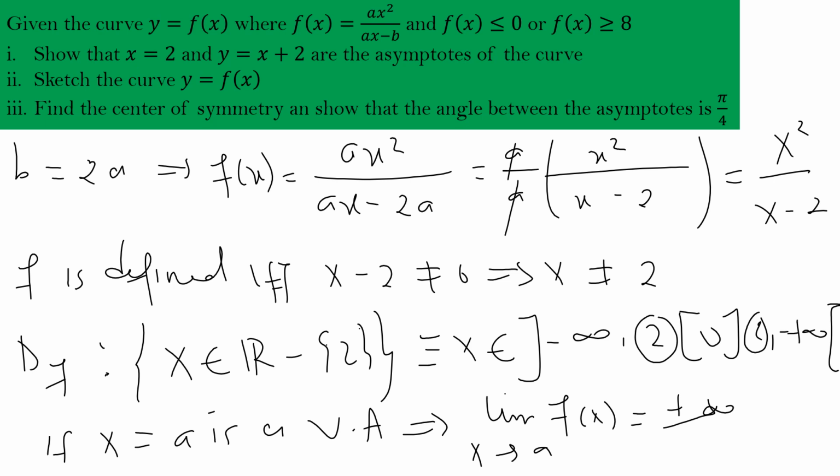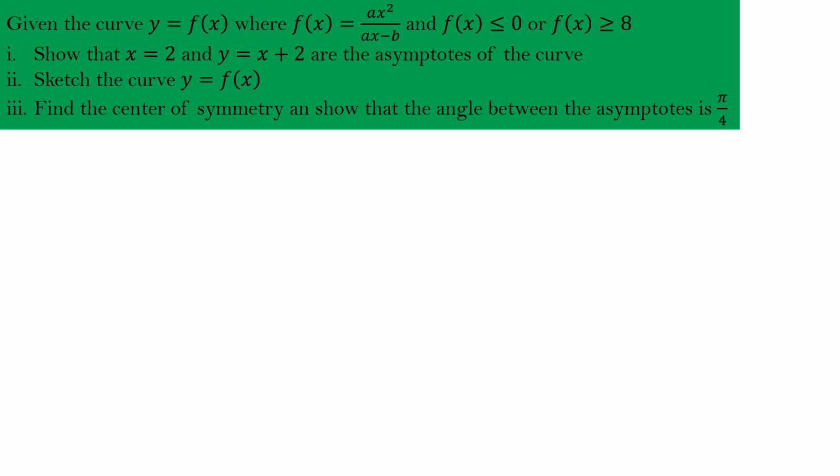Now what about y equal to x plus 2 is an asymptote? Alright, so to show that y equal to x plus 2 is an asymptote, then clearly this is actually a slant asymptote, because a slant asymptote is an asymptote in the form mx plus c.